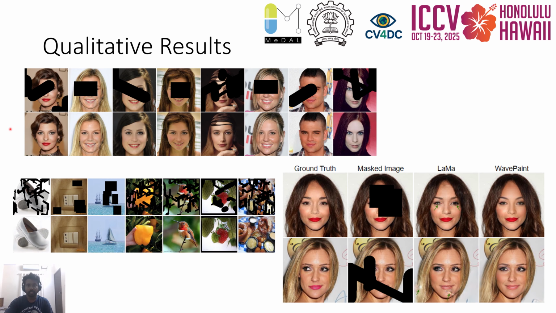These are some of the qualitative results of wide mask inpainting using WavePaint. In CelebA faces, we can see that the model is able to inpaint the facial details very well. Even in the ImageNet dataset, with different kinds of masks, the model is able to inpaint the features properly. And compared to LaMa, many of the artifacts that occur in inpainted faces are removed using WavePaint.